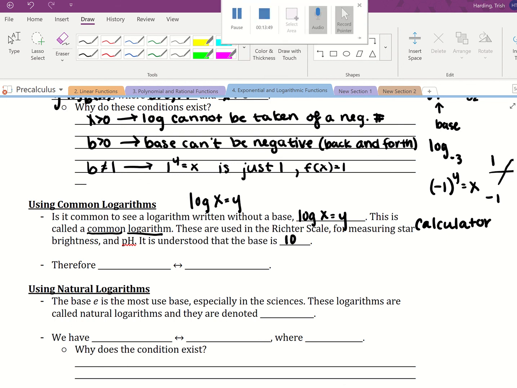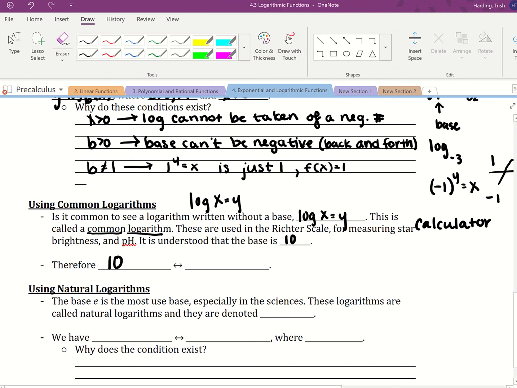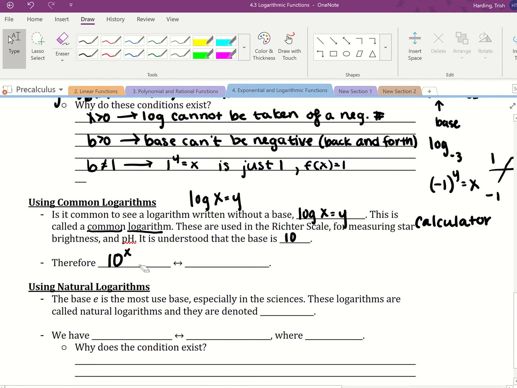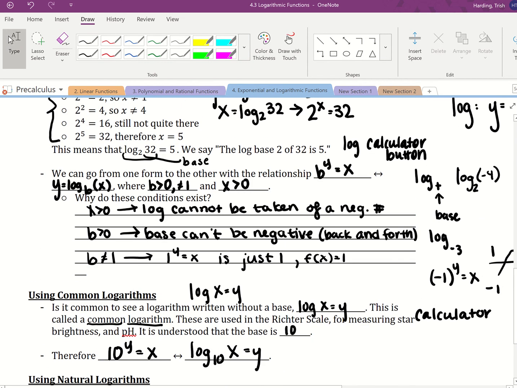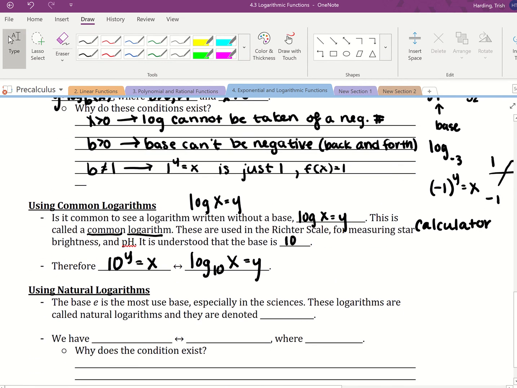So this changes what we have to 10 to the x, and we're going to say 10 to the y equals x, which gives us log base 10 of x equals y. And you would just normally see this written as log x equals y.